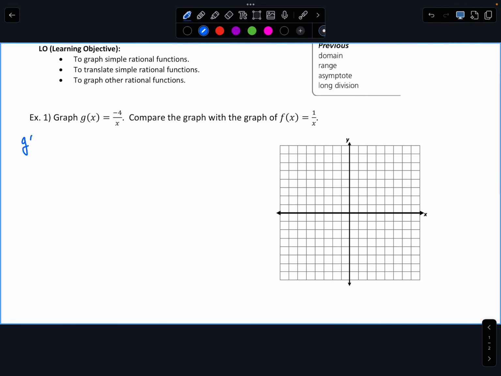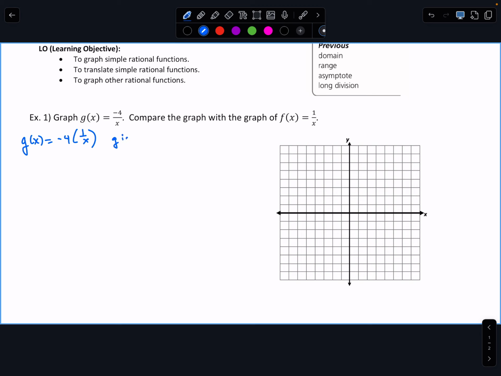On that one, we have this g of x, and you need to think of it as a negative 4 times 1 over x. And so you have 1 over x is f of x, and when you take f of x times a negative 4, that's a reflection in the x-axis because of the negation. And the times 4 is a vertical stretch by 4. So that is what you need to do in terms of the comparison.